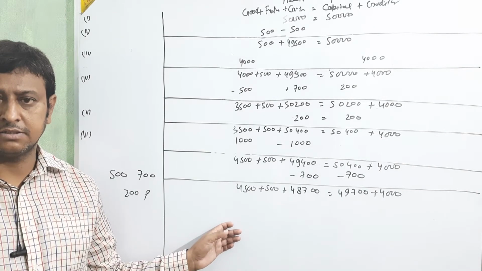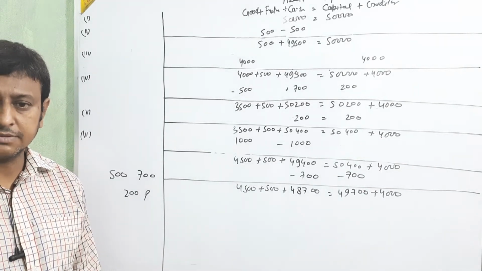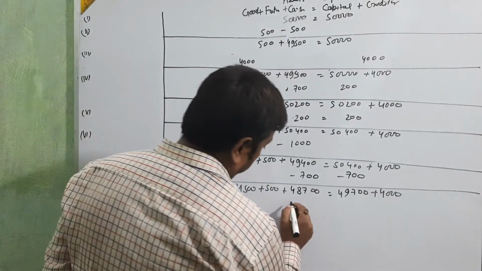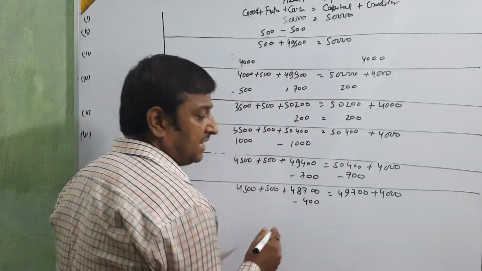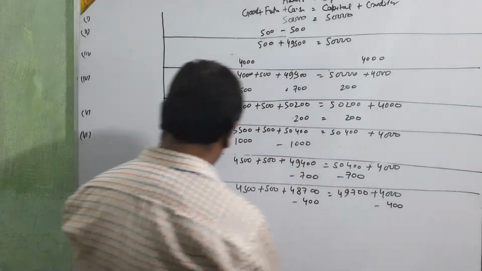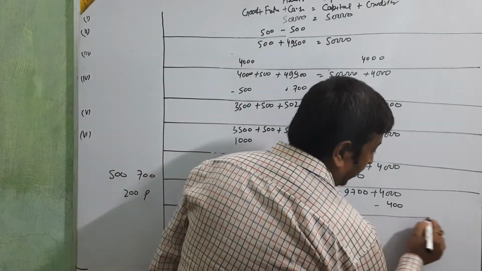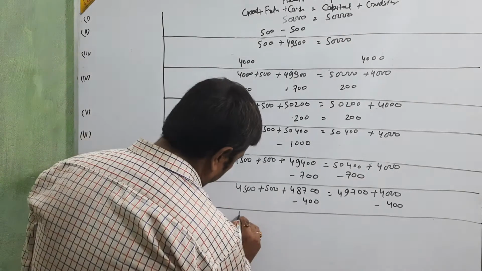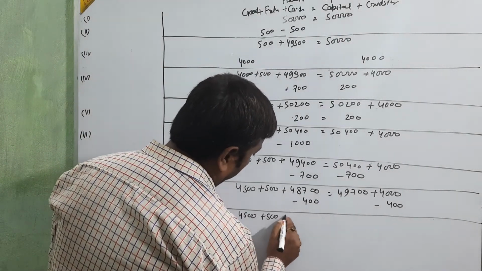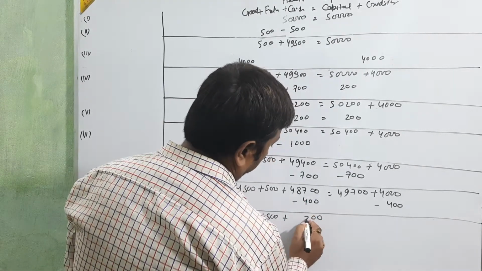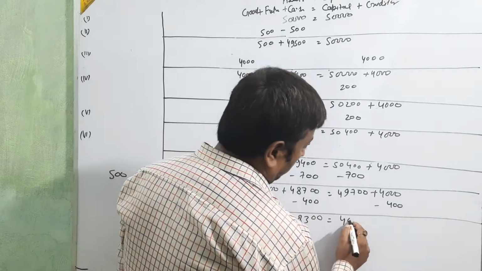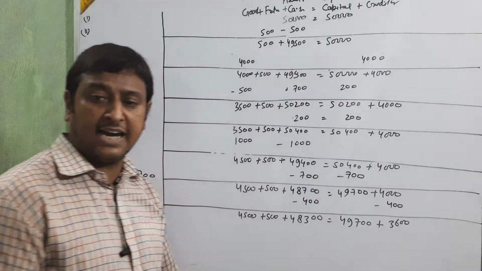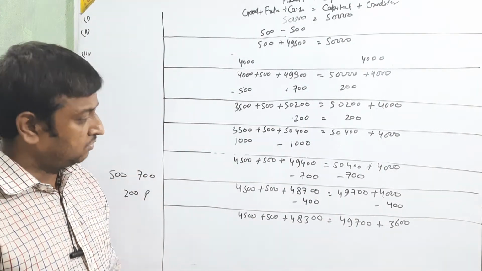Anything else, or finished? There. Paid to creditors 400. You are going to pay. Pay means less from where? From cash and less from creditor. Because when we pay the creditor, our creditor will decrease. Creditor amount will decrease, beta. Then 4,500 plus 500 plus 48,300, 49,700 plus 3,600. Okay beta, clear? Finished? No, there is one more.